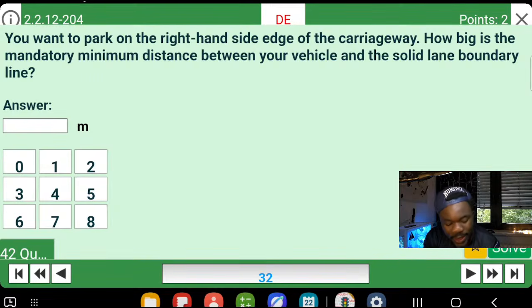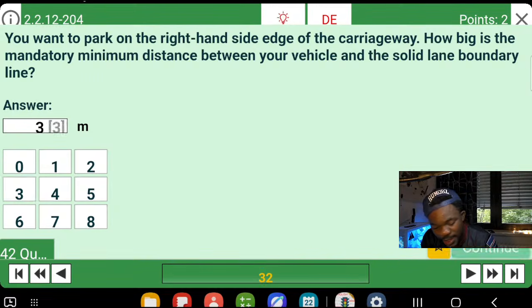Three meters, correct. You guys are good, you know. I can see your answers in the chat. You guys are actually good. Just keep it up. Let's go.